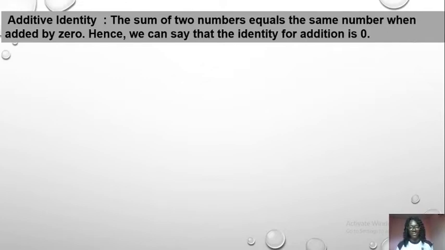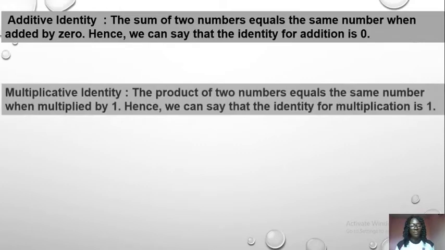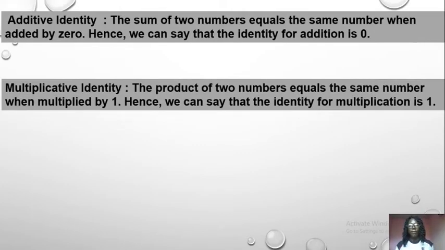Okay, for multiplicative identity, the product of two numbers is equal to the same number when multiplied by 1. So hence we can say that the identity for multiplication is 1, because we are multiplying the number by 1.